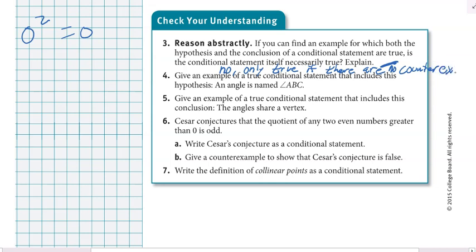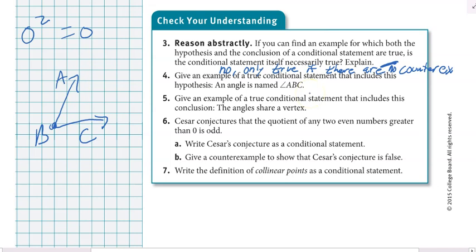All right, number 4 says give an example of a true conditional statement that includes this hypothesis. So if an angle is named ABC, so obviously we'd have to meet that one for it to be true, then what could you say? Remember, it has to go in order. B would have to be in the middle, so you could say that's your conclusion right there if you wanted to. You could say B is the vertex of the angle. If you have an angle named ABC, then B is the vertex of that angle.